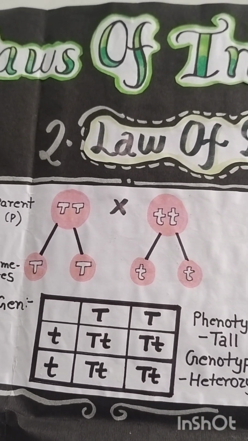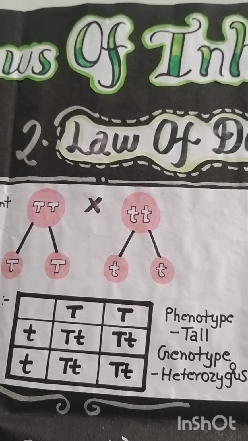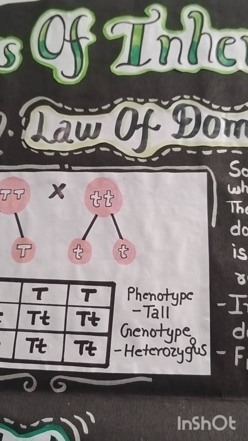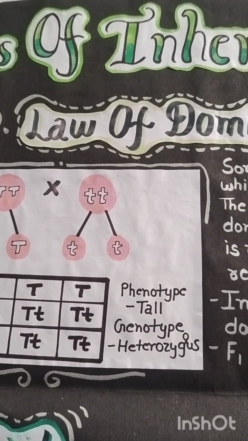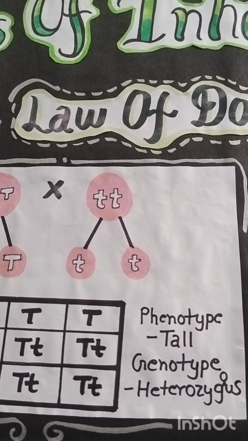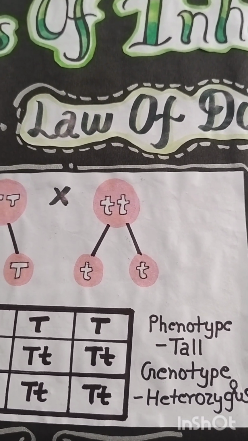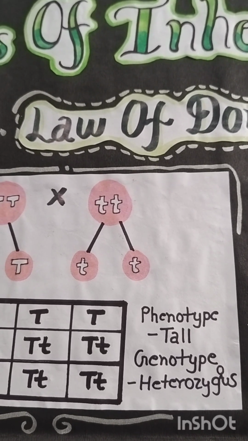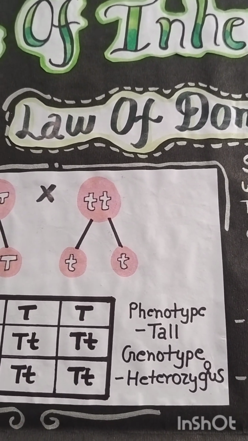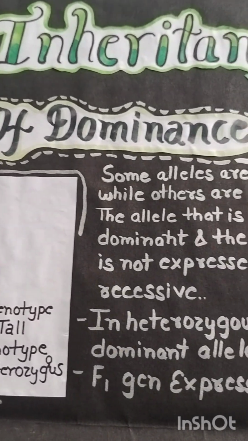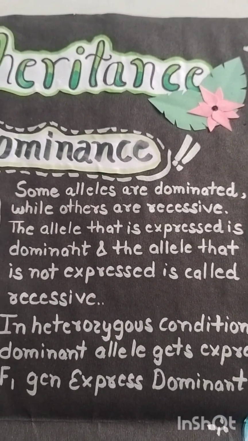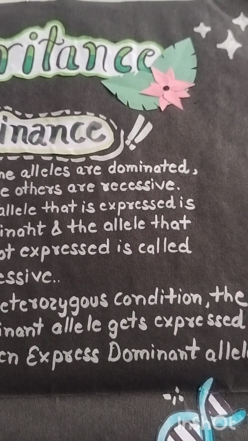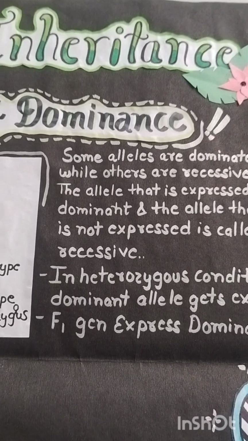So when hybridization takes place, hybrids are formed. We can see after the first generation, the F1 generation, we get the hybrid capital T and small t. But out of capital T and small t, only one character, the capital T dominant, will be expressed, and these all will be tall. You can see the results, capital T and small t all will be tall due to the dominant character. So in the heterozygous condition, the dominant allele gets expressed. The F1 generation expresses dominant alleles. So this is the law of dominance.